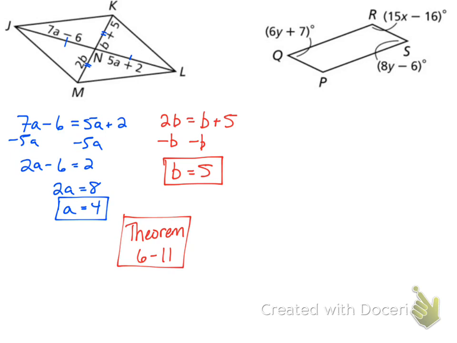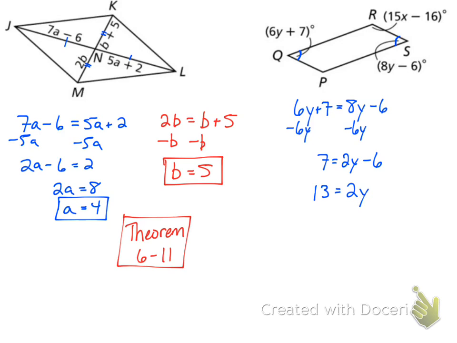With the next one, again, the easiest way to do this one is to do opposite angles equal to each other. So again, I want to prove that Q and S are equal. I can write my equation as 6y plus 7 is equal to 8y minus 6. Subtract the 6y over to the other side. Get 7 is equal to 2y minus 6. Add the 6 to get 13 is equal to 2y. And I get y is equal to 6.5.